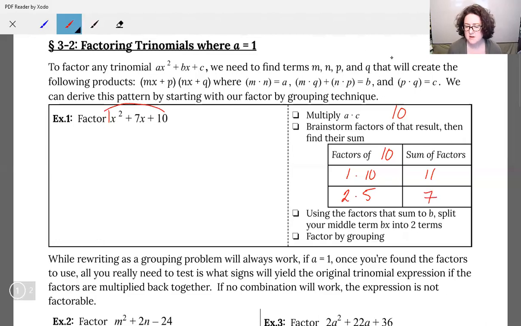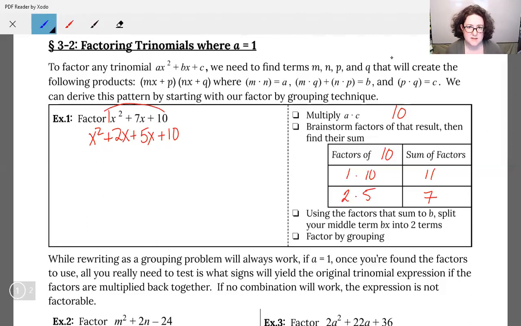So why do you think I'm doing this? I'm looking for that middle term. Our original problem has a 7x as the middle term. And so what I'm actually going to do is break down that 7x and rewrite this whole expression as x squared plus 2x plus 5x plus 10. So really all I did was I expanded that middle term into 2 values, and this is why I did this.